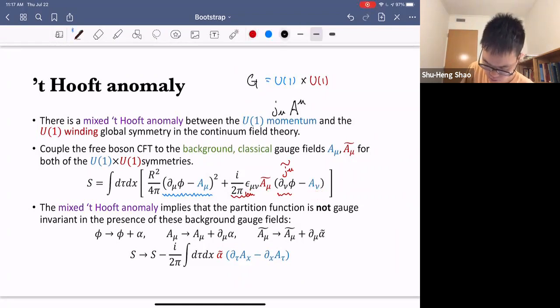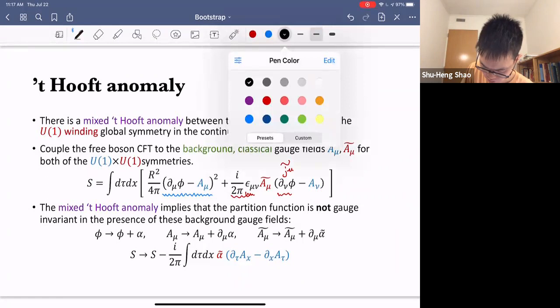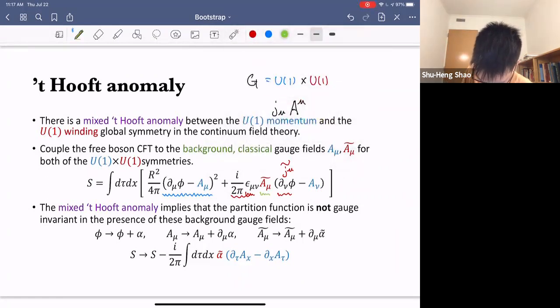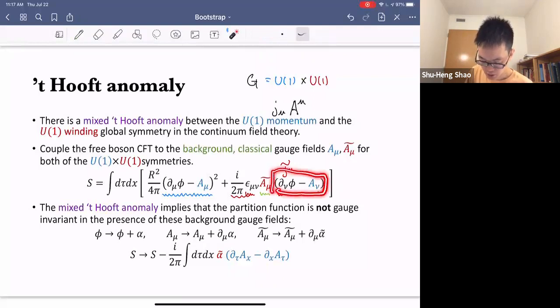The motivation for adding such a term is that I want to make this derivative of phi also covariant. But of course, I can add other terms. It's completely up to me, but let me just make this choice for convenience at this point. All right, so this is my way of coupling the free boson CFT to the U1 cross U1 background gauge field.